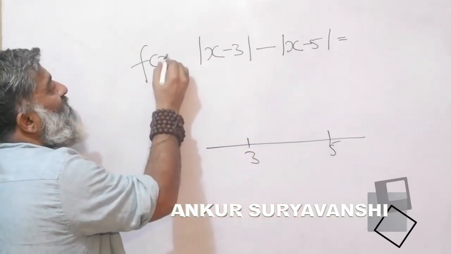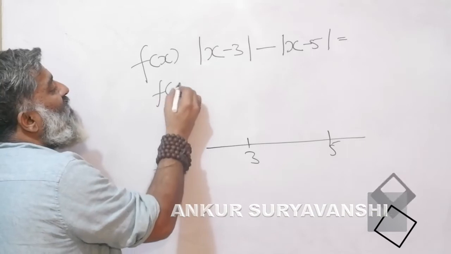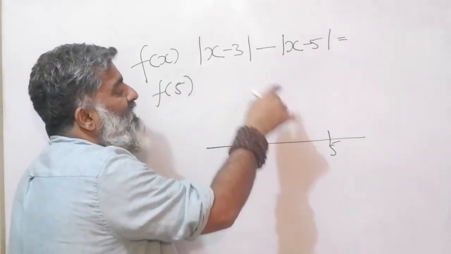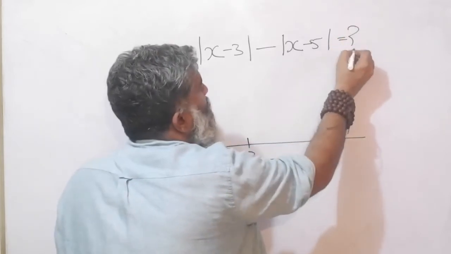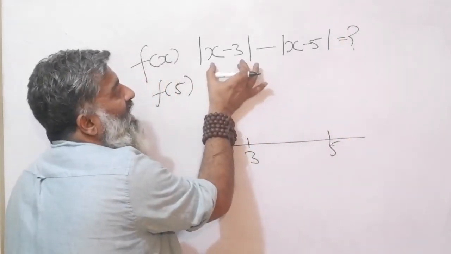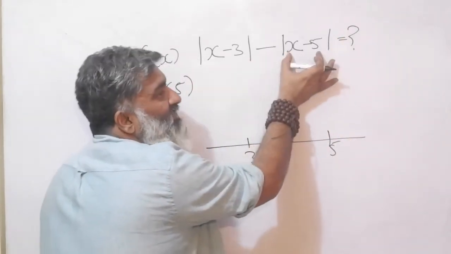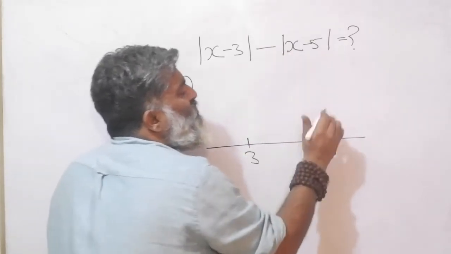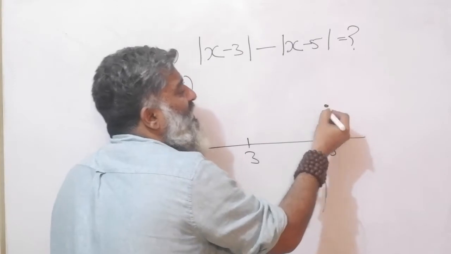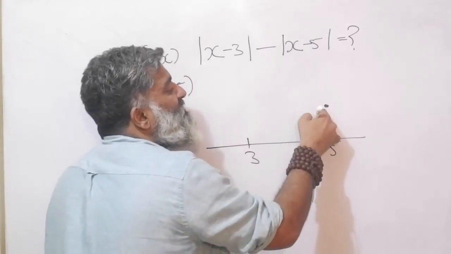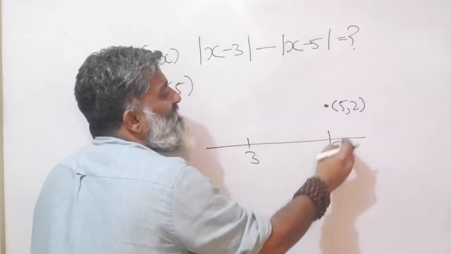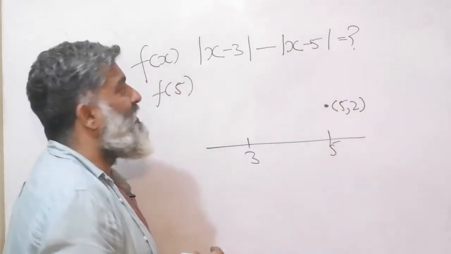This is a function of x, right? Find the value of f(5). What does that mean? Put 5 everywhere and calculate what this will come out as. So I put 5 here, I will get a 2. I put 5 here, I will get a 0. 2 minus 0 will give me a 2. So just theoretically, let me plot that point: this point is (5, 2). 5 in the x domain, 2 in the y domain, right?